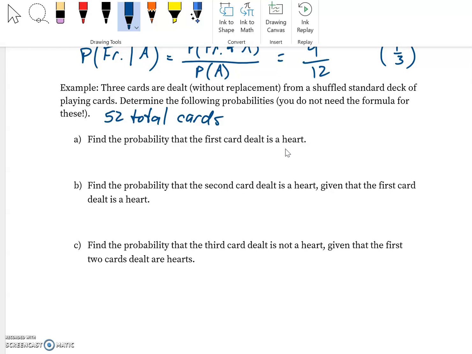And one thing that we're going to be interested in are the suits of those cards, because we're looking at hearts, and not a heart. So basically looking at the different suits. So there are 4 suits, and those are evenly dispersed. So that means there are 13 of each suit.